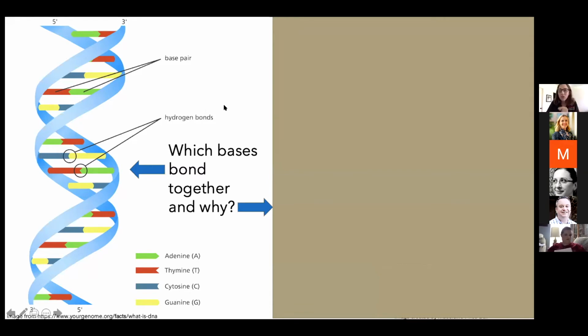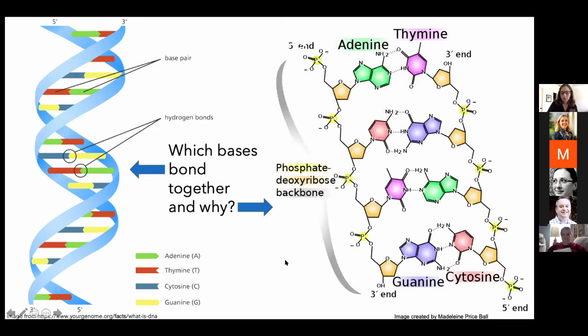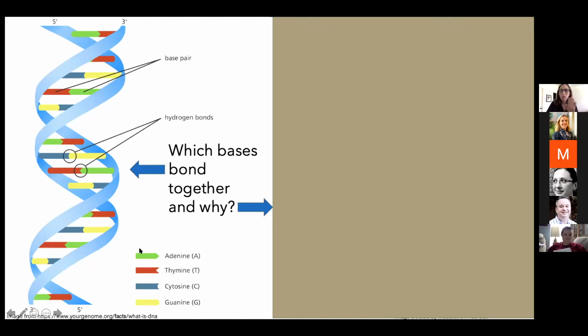So in the chat box, please answer that question. Which bases bond together? Just the first part. Which bases bond together? Here's a little key at the bottom. Okay, I'm seeing a lot of answers. A to T, A standing for adenine, T standing for thymine, C to G. Oh, that was not supposed to happen. Don't look. Okay, C standing for cytosine, G standing for guanine.